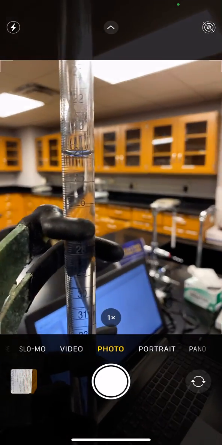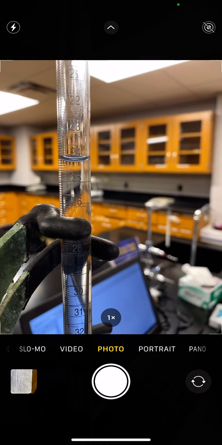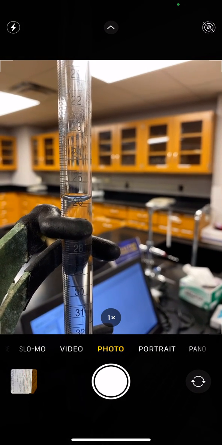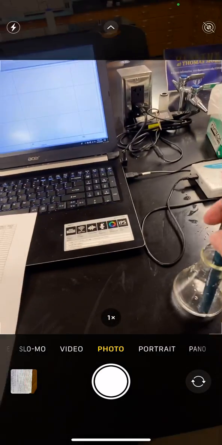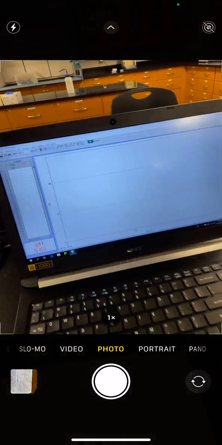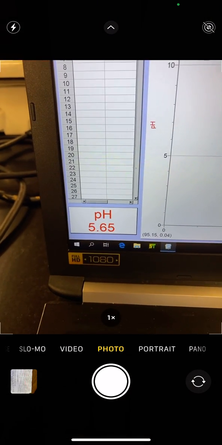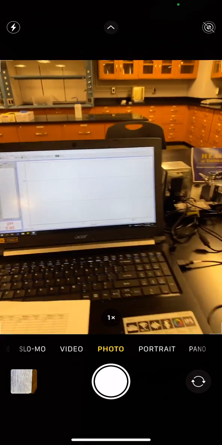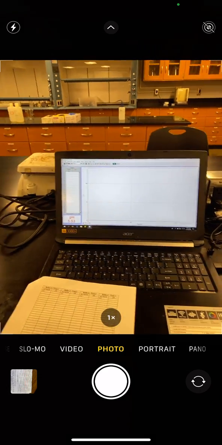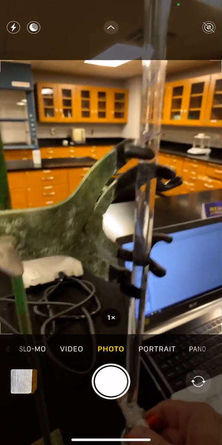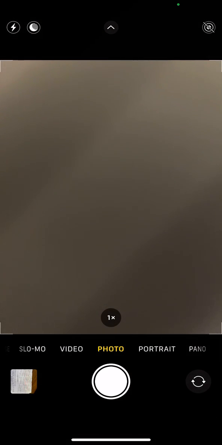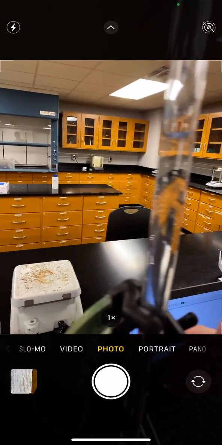Add 2 more. Notice this one's taking a little longer because it's a more concentrated buffer. 5.65. Remember we started at 5.06, so we got to go up to 6.06. So I'm going to have to move this. Got to set this down a second. Yeah, so I had to move this burette up.